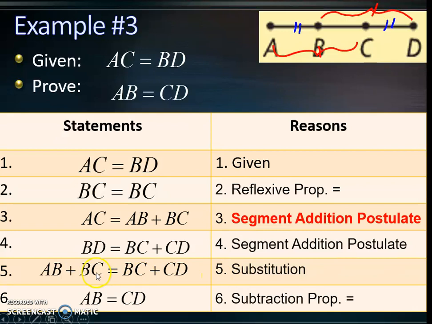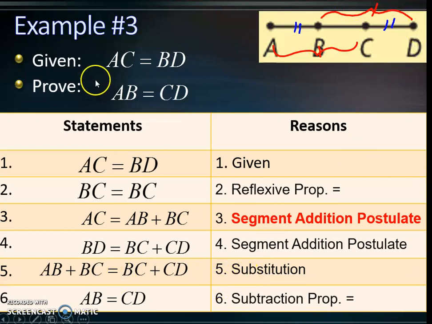So number 5 is substitution because instead of BD, you substitute it with AB and BC, right? So that's why it's substitution, and that equals this, because they are the same length. If you think about this, right here, you see the red line here, and then this red line, they're the same length. That's why we can substitute that.